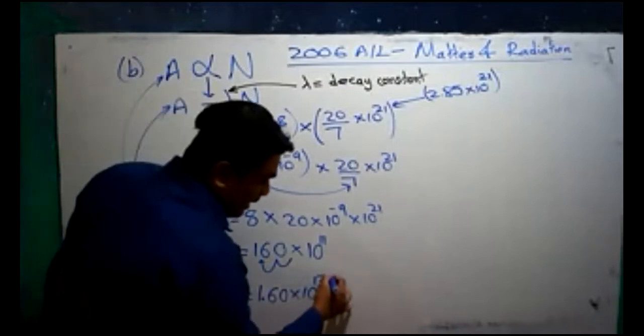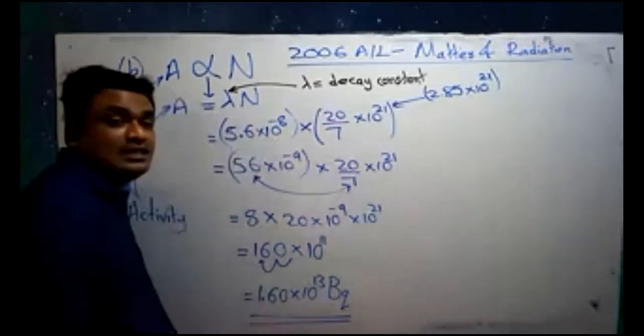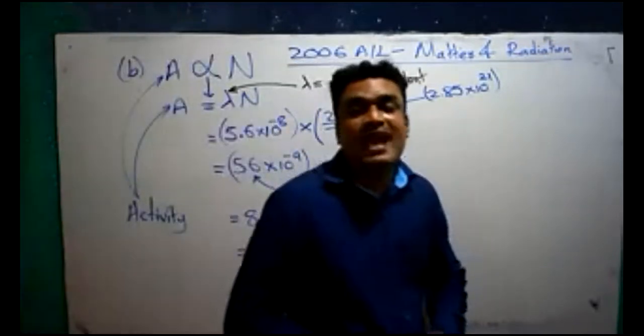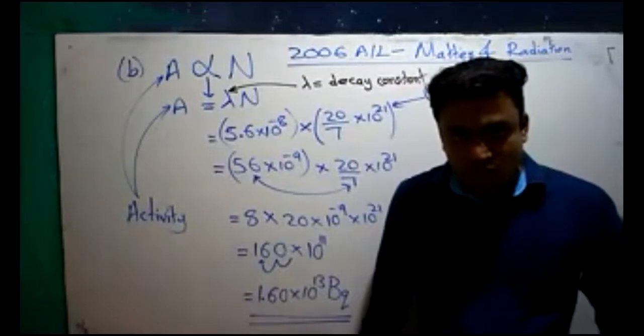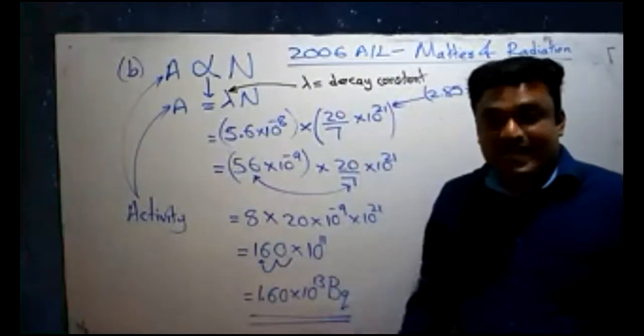The unit of activity is becquerel. Number of atoms decaying per second is this activity.